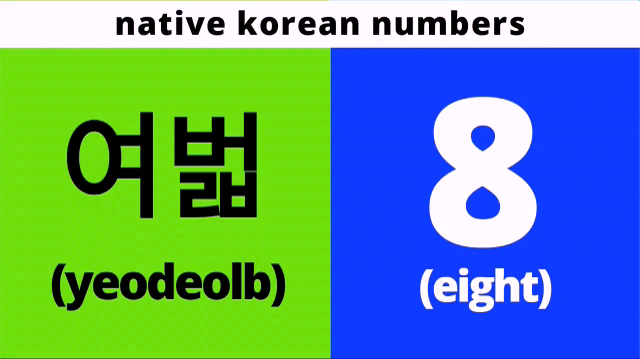Next, the native Korean version of number 8 is yodol. Again, yodol. The first syllable is yo, the second syllable is dol. Pronounce it with me. Yodol.